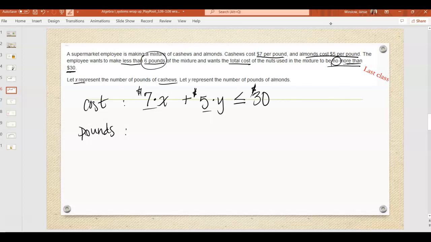Okay, and then we have our pounds equation. So the total pounds, just pounds, nothing to do with money, they want it to be less than 6. So you're going to have however many pounds of cashews plus however many pounds of almonds has got to be less than 6. There's our system.